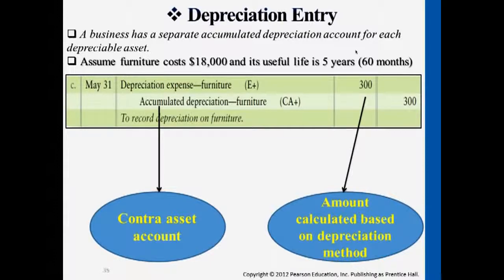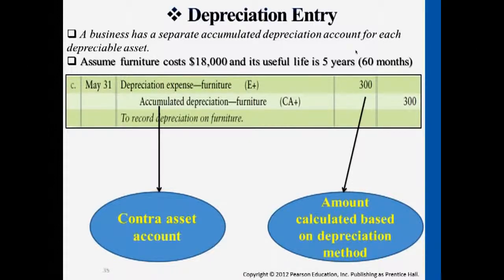We divide the cost by the lifetime of the asset and turn that into expense. Okay, so under furniture's T account, you will always see $18,000 here. This represents the original purchase price. And then you will have an opposite, an accumulated depreciation account, which is a contra asset account. You will see this $300 listed here, on the opposite side. Remember, accumulated depreciation reduces the asset's value.